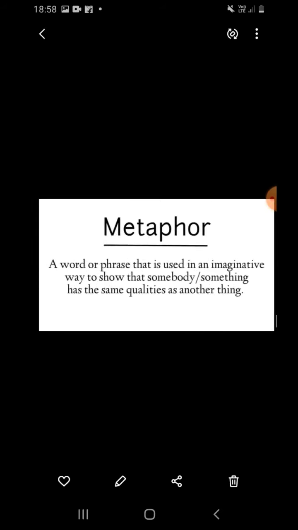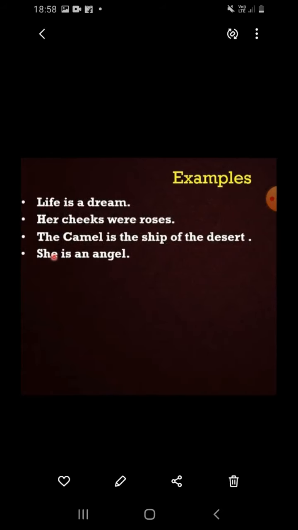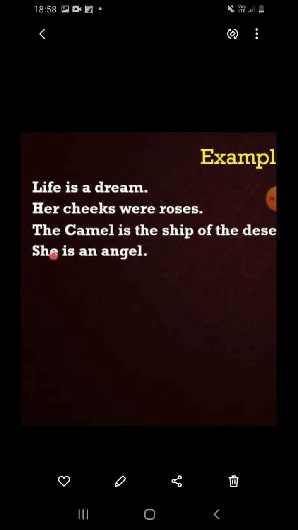Then next, examples of metaphor. In a metaphor, life is a dream. It is an indirect comparison. Life is a journey, which means life is described as a journey. Life is described as a dream.